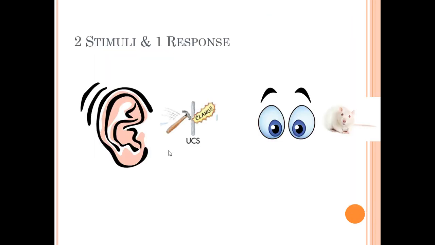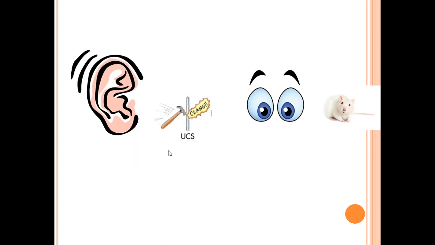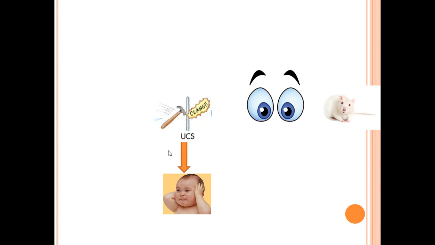we have two stimuli. The rat, and then something that naturally makes babies cry, which is a loud noise. Specifically, what John B. Watson used was hitting a metal pipe with a hammer, and that would make an awful clang sound. And little babies don't like loud noises, especially if they don't know where the loud noise is coming from.